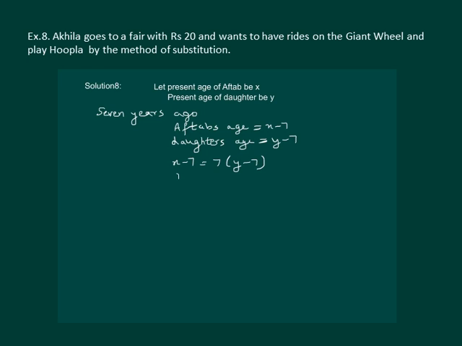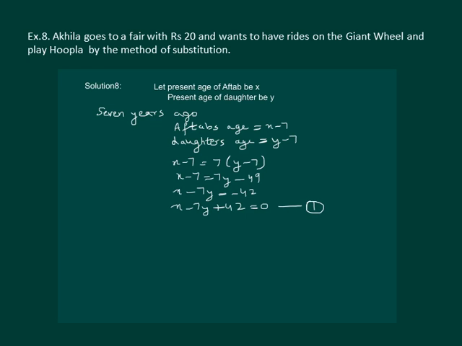If we solve this further, we get x minus 7 equal to 7y minus 49 and x minus 7y equal to minus 42. x minus 7y plus 42 equal to 0 is the first equation.